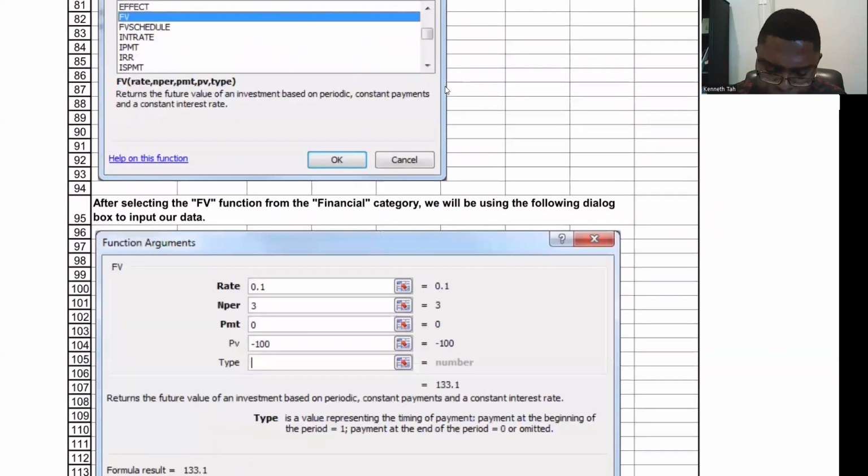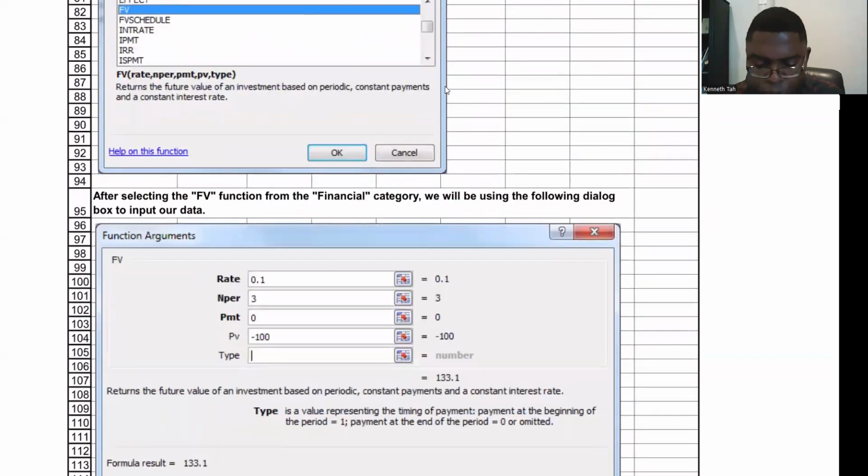Once we click the future value, it is going to open up in such a way that it will want us to input the different variables that are given. It's going to ask for the rate. In this case, our rate is 10%. We input 0.1. It will ask for the number of periods, which will be 3. It will ask for payment. This is a lump sum, so we don't have periodic payment. So the payment is 0.